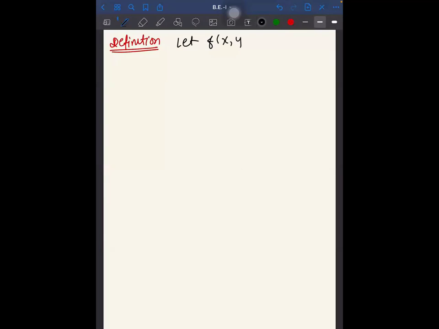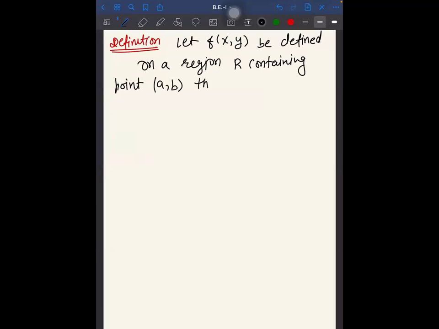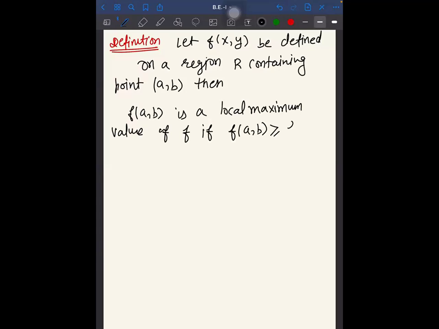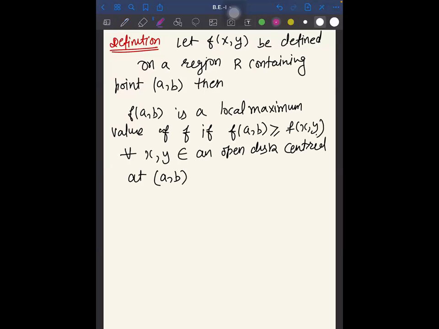So let f of x,y be defined on a region R containing a point (a,b). Then f(a,b) is a local maximum value of f if f(a,b) is greater than or equal to f(x,y) for all (x,y) belonging to an open disk centered at (a,b). Right. So are you getting this definition?